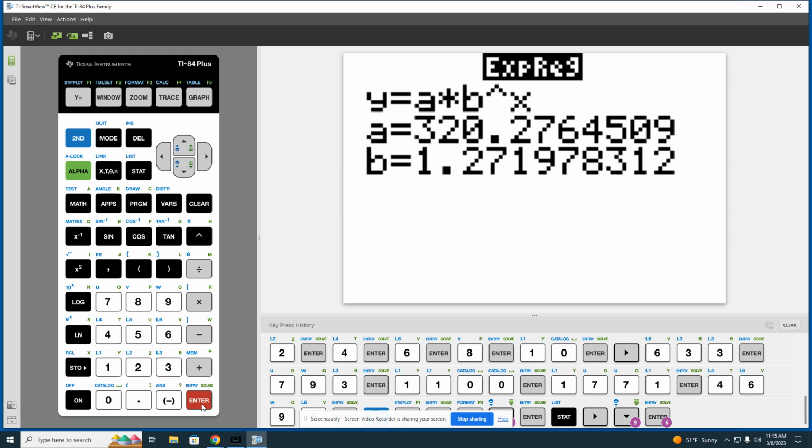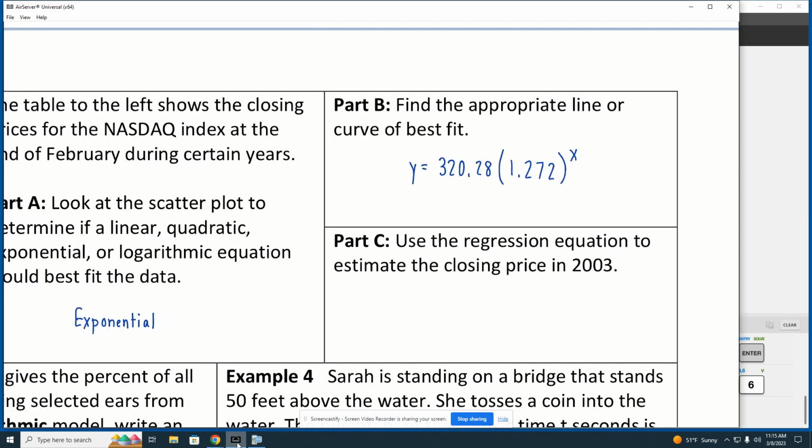28, times, what do y'all want to do here? 1.27. I would have probably done 1.272. I'm going to do that. You don't have to, but my graph will be a little better than yours. Like it'll fit a little better is what I mean. It'll fit better, okay?